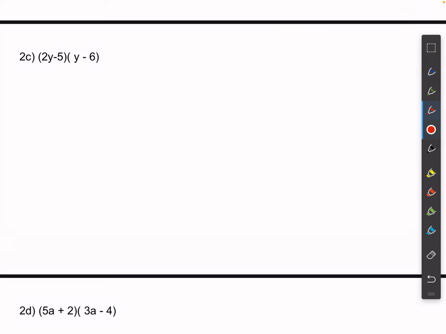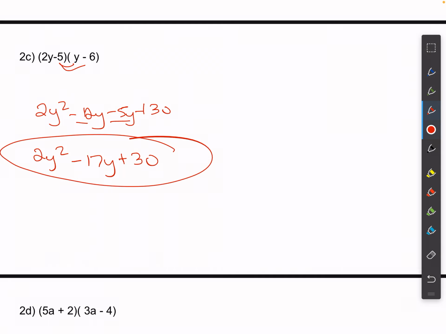So 2y times y gives me 2y squared. 2y times negative 6 gives me negative 12y. Negative 5 times y gives me negative 5y. Negative 5 times negative 6 gives me positive 30. So this becomes 2y squared, negative 12 minus 5 gives me minus 17y, plus 30.